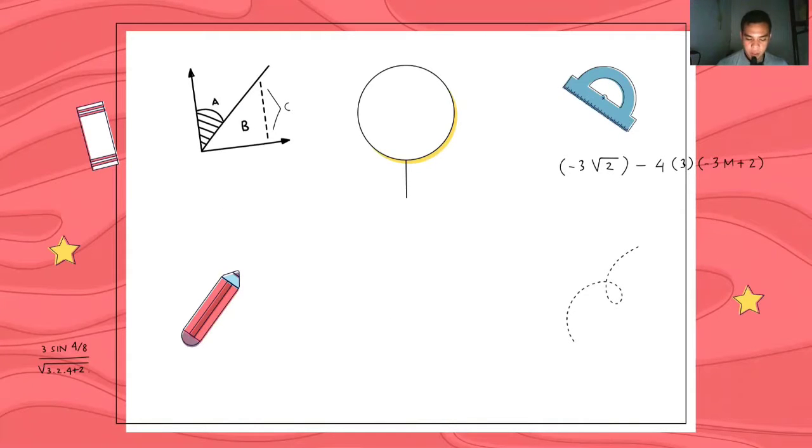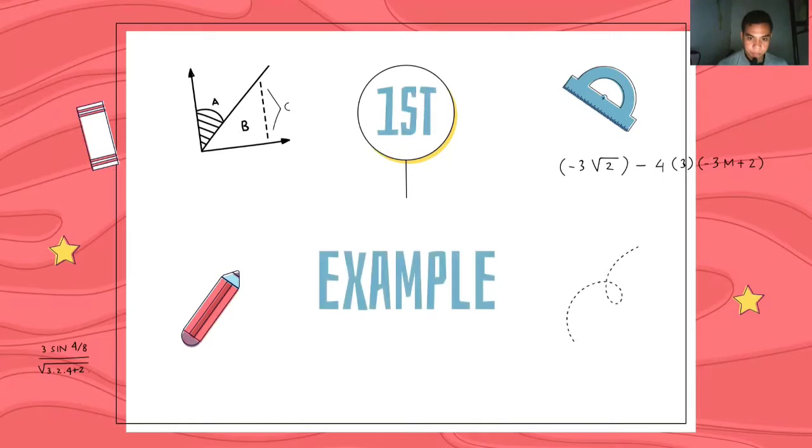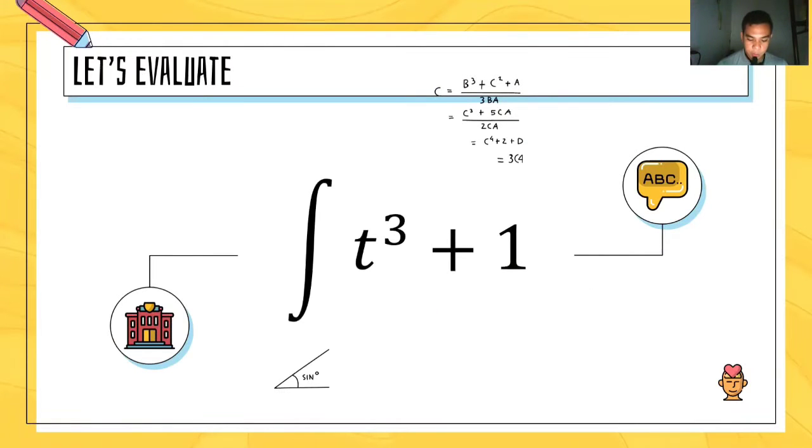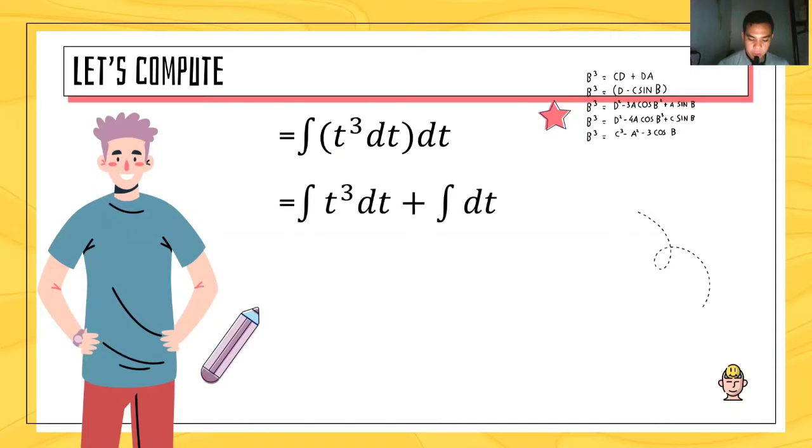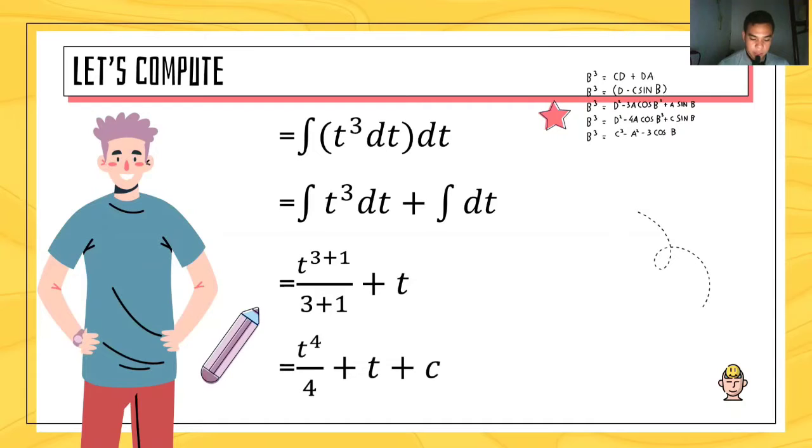For our first example, let's evaluate the integral of t cubed plus 1. In this example, we can use the sum rule, meaning we can integrate t cubed and 1 separately. To integrate t cubed dt, we can use the variable rule, so t raised to 3 plus 1 over 3 plus 1, plus we can use the constant rule, so here it's t. Simplifying, we now have t raised to 4 over 4 plus t plus the constant c.